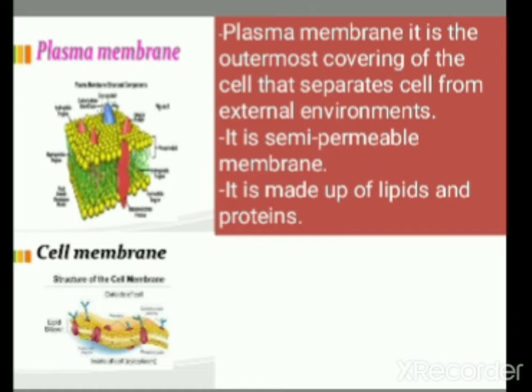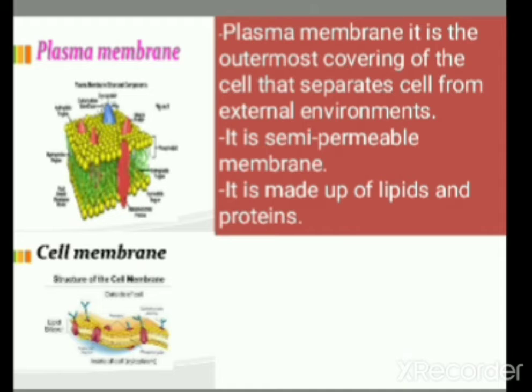That means it is just like the wall of our house, or we can say it is just like the skin of our body. When we are inside a house, we feel protected. Why? Because we are surrounded by walls on every side. So likewise, plasma membrane is the outer covering. If we look at a microscopic view of any cell, whether it is a plant cell or animal cell, you will be able to see the plasma membrane very clearly.